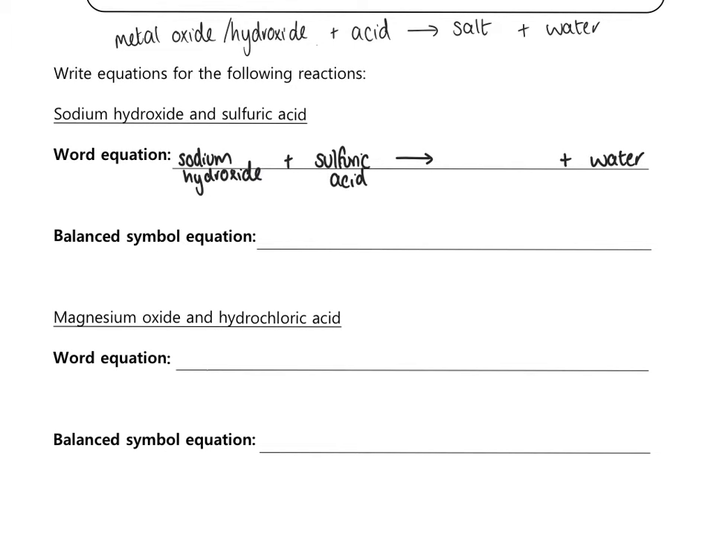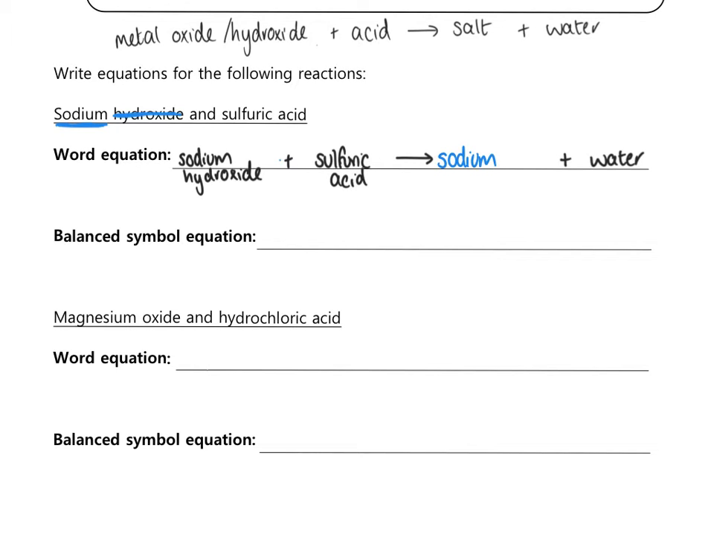Naming salts is very similar to naming with metals and acid. For the first part of the name, we look to the metal. In this case, my metal is sodium. Yes, I have hydroxide after it, but I just ignore that part of the name. So the first part of the name of the salt is sodium.